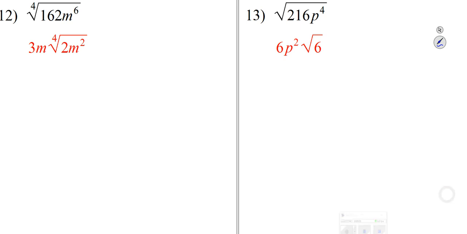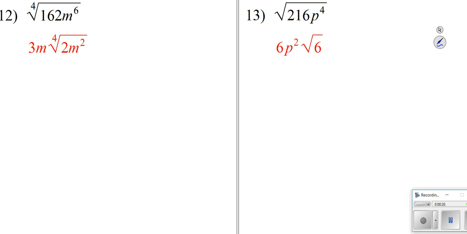Alright, I'm going to work some of the problems from 7.3, all about simplifying radical expressions, and I'm going to start with number 12. We'll do some of the more difficult ones at the end. Okay, so we start off with a fourth root.